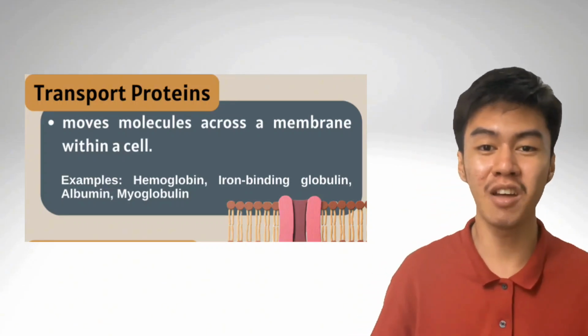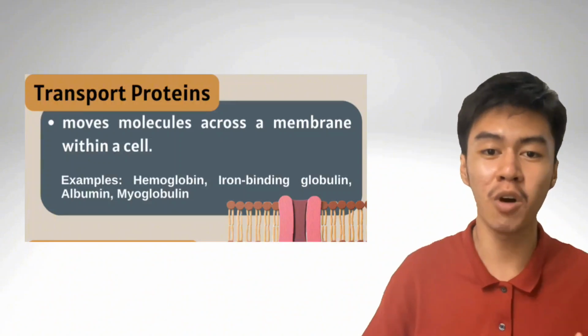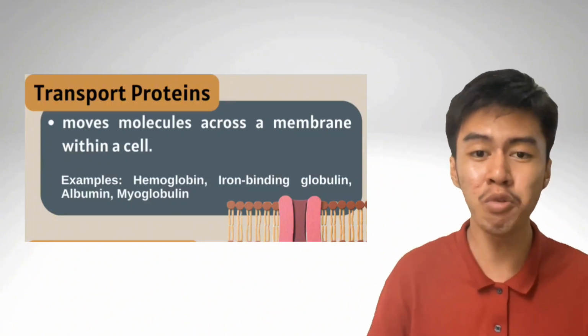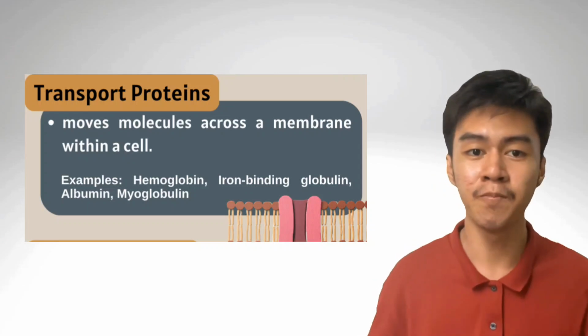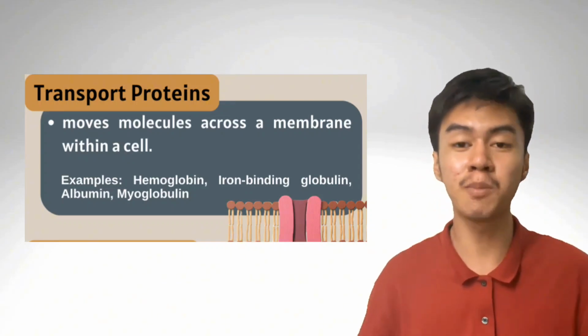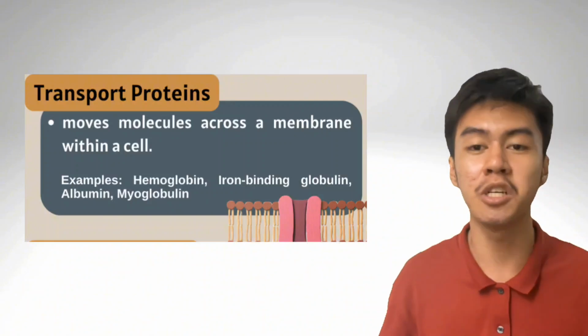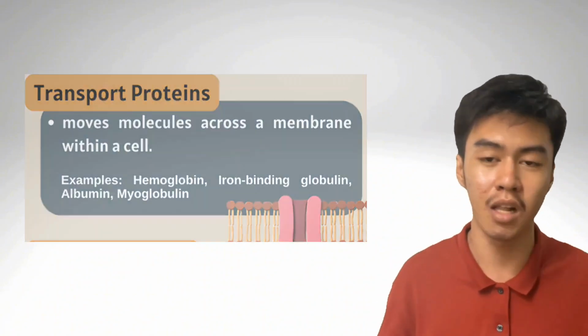Some examples of it are hemoglobin, which transports oxygen in the blood of vertebrates, iron-binding globulin, which transports iron in the blood, serum albumin, which transports fatty acids in the blood, and myoglobin, which transports oxygen in muscle cells.